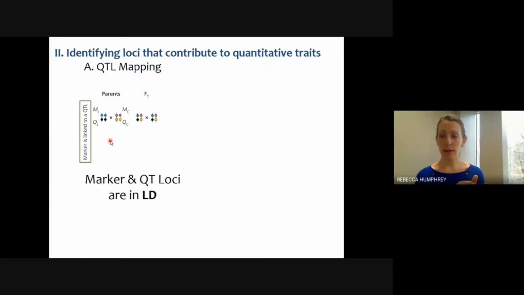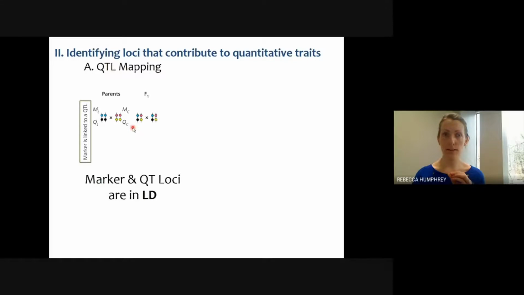So we make our F1s. We cross these two individuals, the parents. We get F1s. They're all hybrids. They have a mix of haplotypes. Okay, now we've got 4 different alleles here, but only 2 possible combinations. 2 possible haplotypes. We've got blue with black and pink with yellow. We don't have blue with yellow or pink with black because these loci, the marker and the quantitative trait locus, are linked. They're physically linked. So these are in linkage disequilibrium.